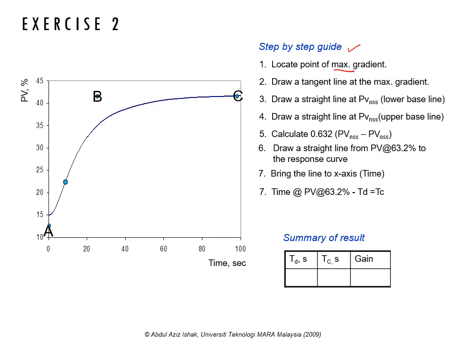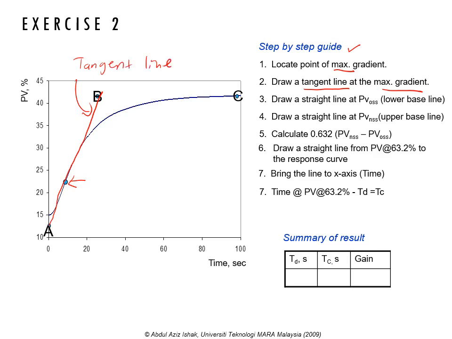So how do we locate the maximum gradient? As you can see, this is the maximum gradient. Next, you need to draw a tangent line at the maximum gradient. So this is your maximum gradient, and draw a straight line from point A to point B. This line is known as a tangent line.